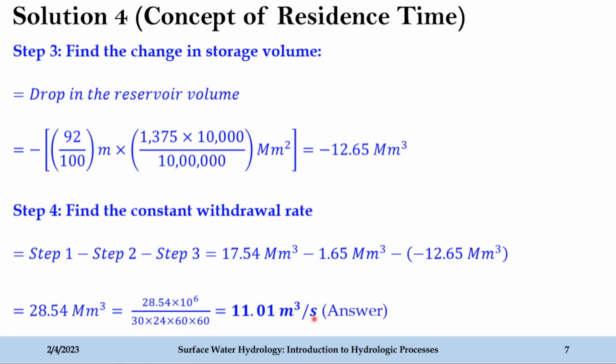And this is the answer for part 1 of this problem, where our focus was to find out the constant withdrawal rate for the fall in the reservoir level of 92 centimeters.